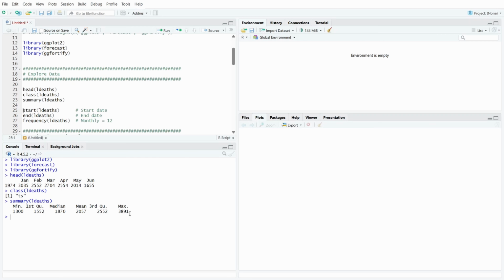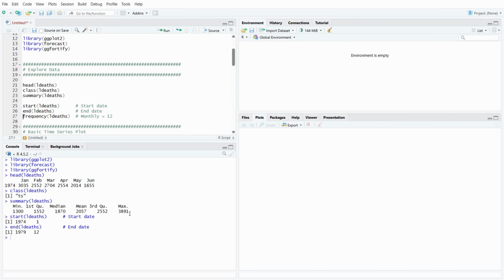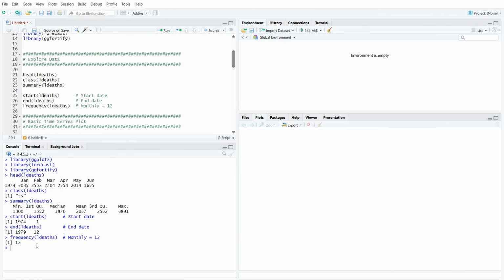Finally, we define the boundaries of our study. The data starts in January 1974 and wraps up in December 1979. With a frequency of 12, we confirm this is a monthly cadence. This gives us exactly 6 years of data, enough to see if the patterns we observe are consistent year over year, or if 1974 was just an anomaly. Let's get our first look.